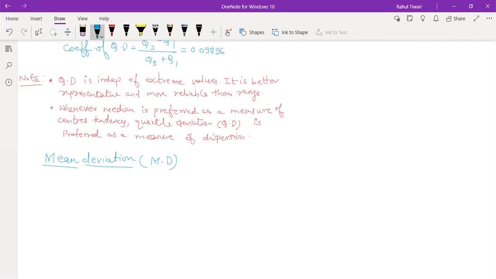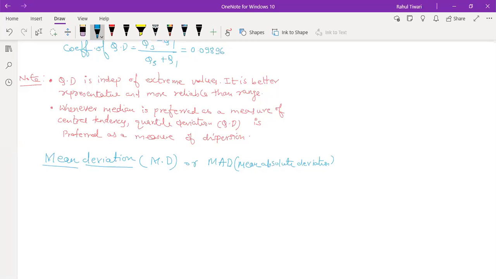To overcome this problem, one may use the mean deviation, which is called MD, and it is also known as MAD. MAD means mean absolute deviation. One can say MD, mean deviation, or one can call it MAD, mean absolute deviation. So let us see what exactly it is.